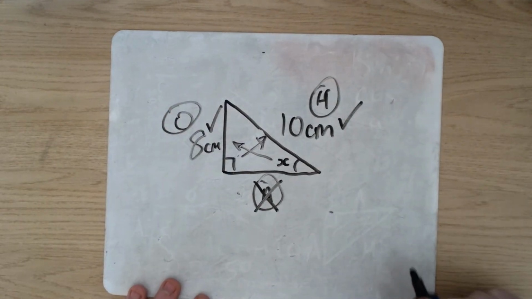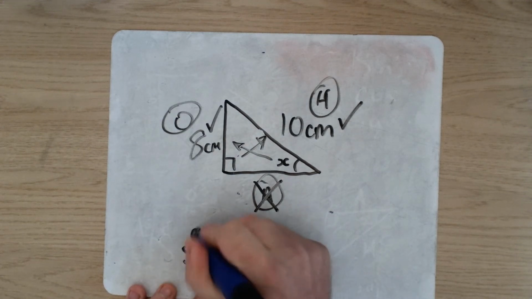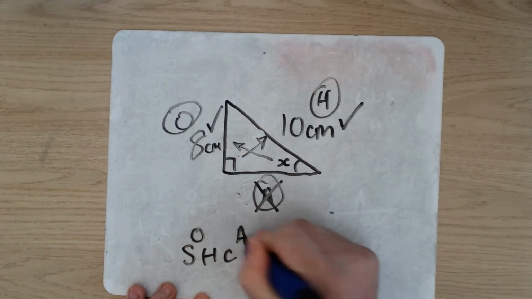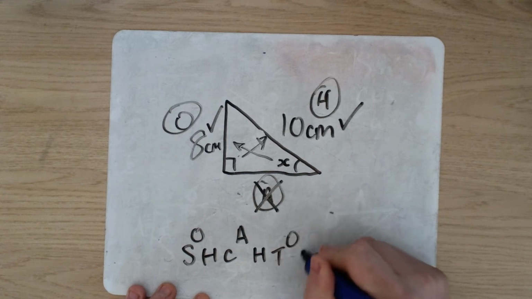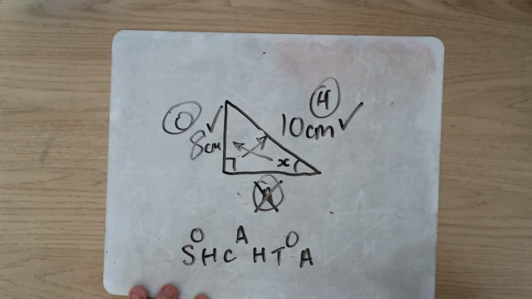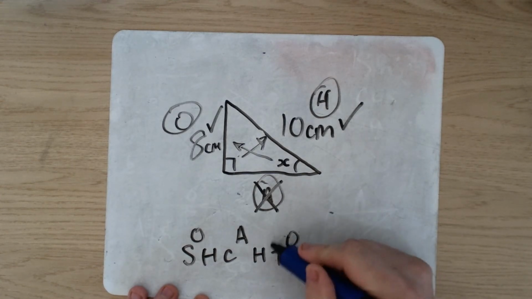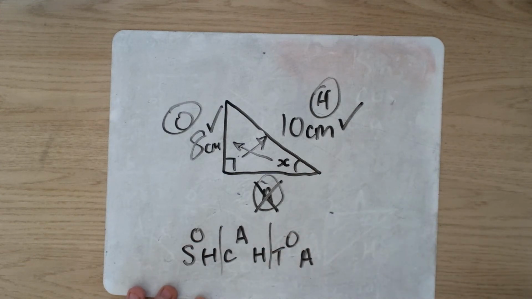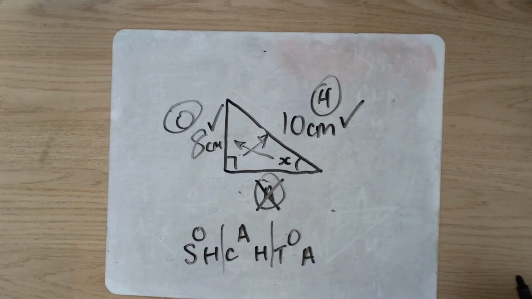I'm then going to write out SOHCAHTOA. So salt on hot chips and hot toffee on apples. So I still use that acronym now just to help me remember. Acronym, mnemonic, whatever you call it. I'm just going to divide into three just to make sure sine, cos and tan are separated up.